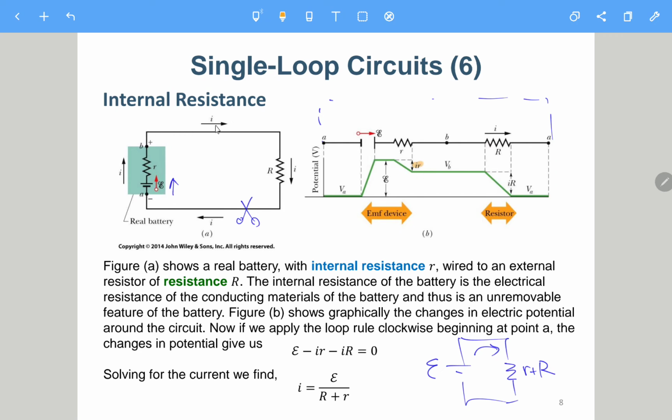Then we keep going further until here. We also need to go through this resistance capital R, going from top to bottom, so we need to subtract I times R. This is I times R, and then this is already VA. So we go back to VA. We start from VA going up, going down, back to VA again. So this is still a single loop circuit.